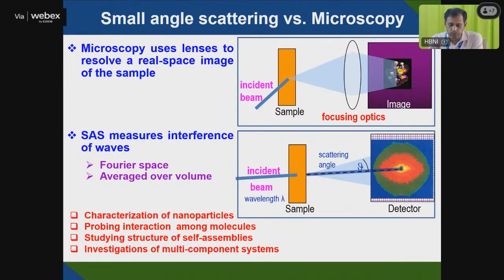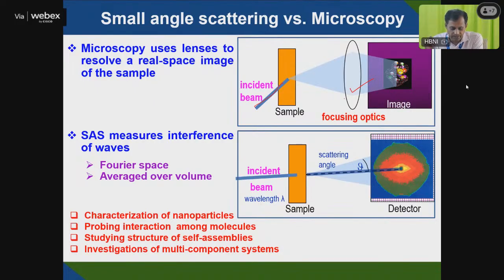So a microscope uses lenses. This is a microscope technique in which the incident beam falls on the sample, then you have to focus and get the image. Here you use a lens to resolve the real space image of the sample directly, and that is what you will get.